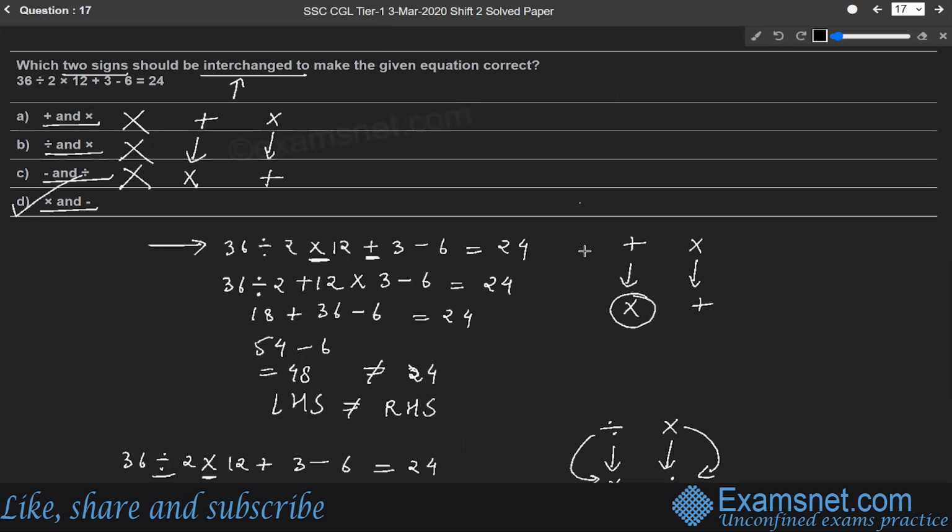In this type of question, you have to check all the options one by one and solve the values for every option. Take every option one by one and interchange the values that are given in the options. After interchanging the values, if the left hand side is equal to the right hand side, then the given equation is correct. So I hope you are clear with this question. The correct option for this question is option D here.